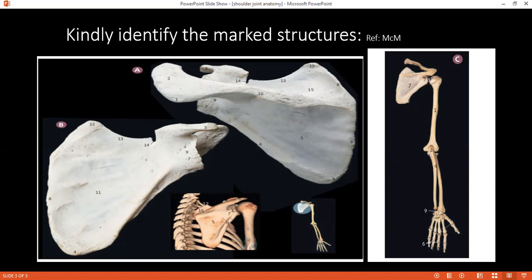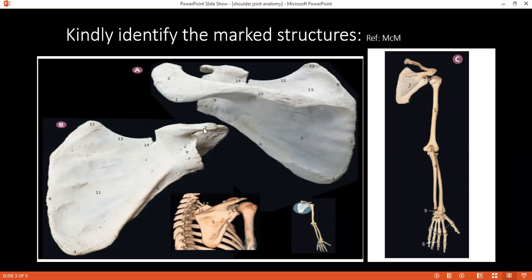Okay. Can you identify number 10 over here? Scapular spine. All right. Can you please tell me what is number 5? It is the infraspinatus fossa. Can you please tell me what muscle this gives attachment to? The infraspinatus muscle. Okay. Number 11 over here? It is the subscapular fossa. Good.